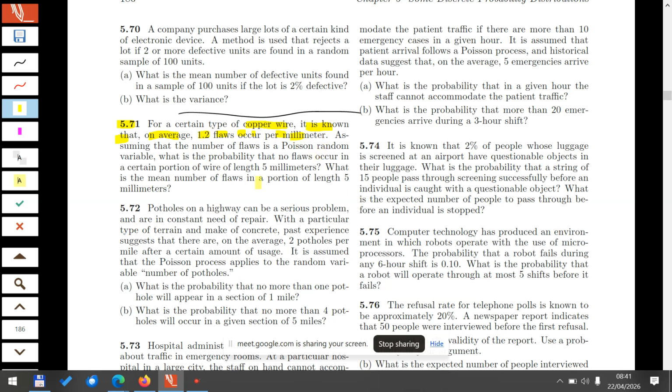Yeah, so this is now leading towards a Poisson process, right? Normally, I told you that you should be looking for rare occurrences. Rare occurrences remind you that the probability of success, small p, is very small, right? So when you look at a copper wire, normally you would not see any flaws, but occasionally you see some, and the proportion of those flaws is 1.2 flaws per millimeter, right?